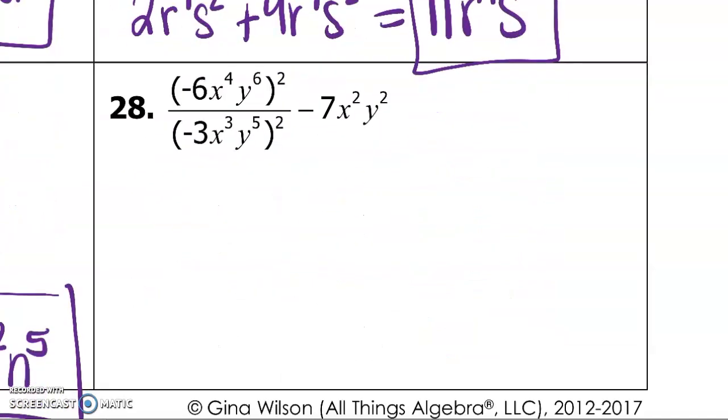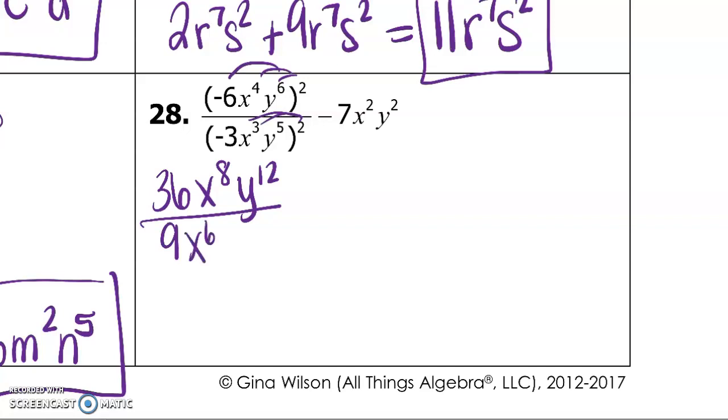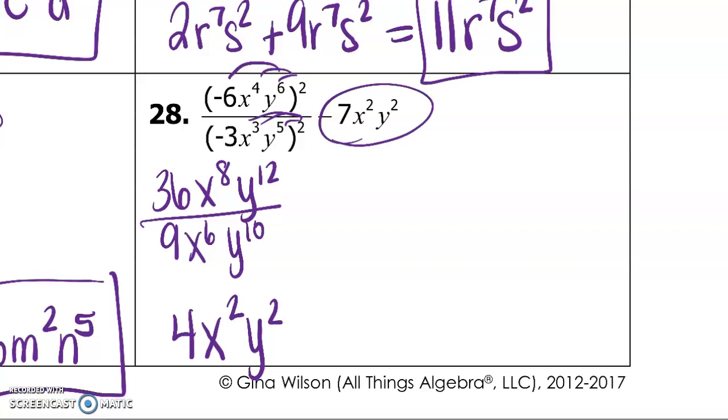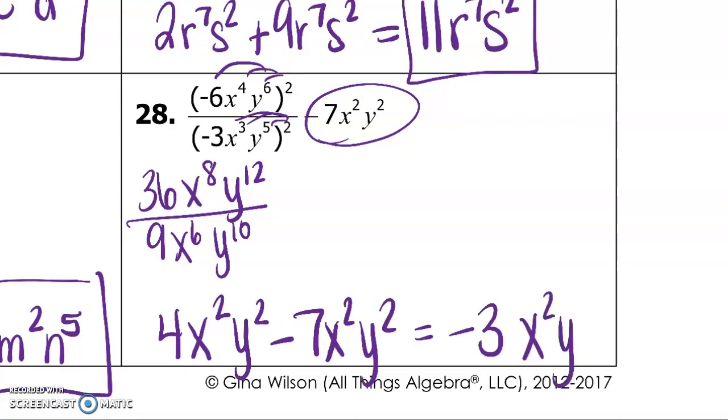28. First we need to distribute our squareds. So 36 x to the 8th, y to the 12th, over 9 x to the 6th, y to the 10th. So now divide. 36 divided by 9 is 4, x squared, y squared. And again, that matches, so we know we did that correctly. So bring down the minus 7x squared, y squared. So our final answer is negative 3, x squared, y squared.